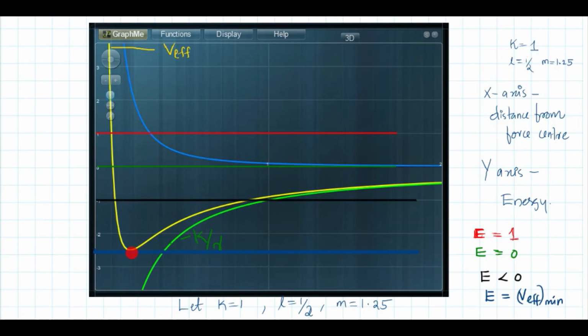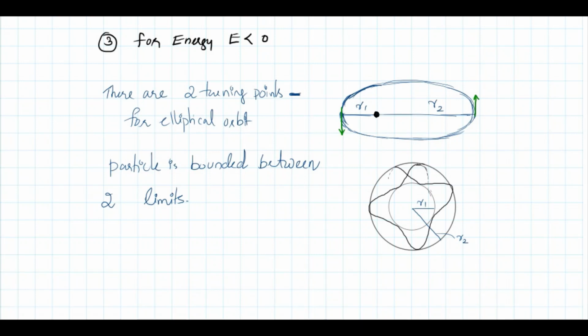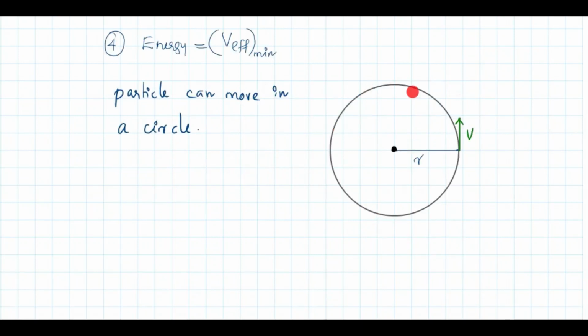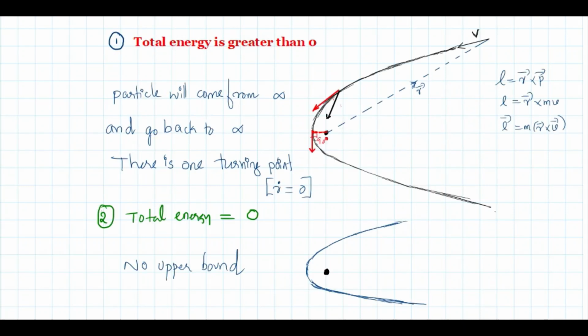Okay, here R dot will be 0 and no motion is possible beyond this or below this radius. So we can say that the particle will move in a circle. The only possible distance is R, and where R dot is 0, the entire velocity is tangential, so the motion will be in a circle. Okay, so this is the classification of orbits based on different values of energy.